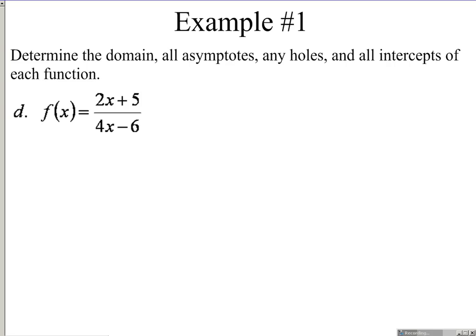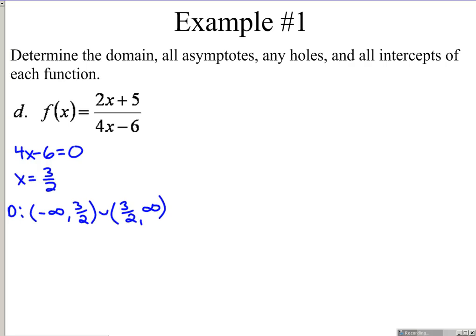Letter D. Same process. Let's find domain first. Take that denominator, set it equal to 0. We get x equals 3/2, so our domain is going to be from -infinity to 3/2, and 3/2 to infinity.